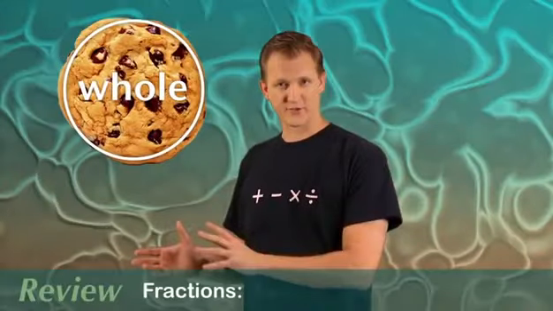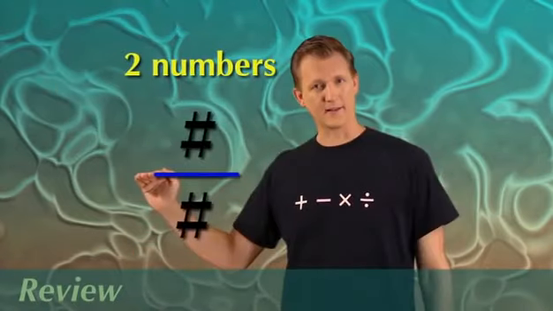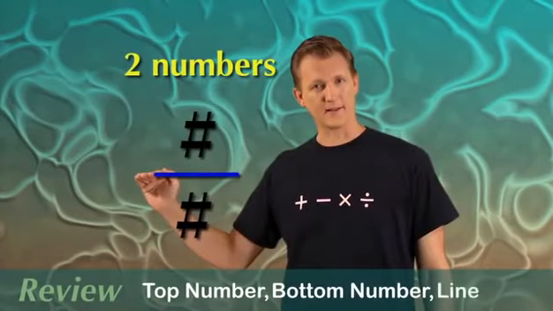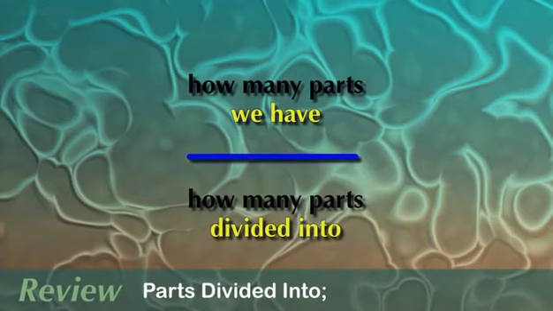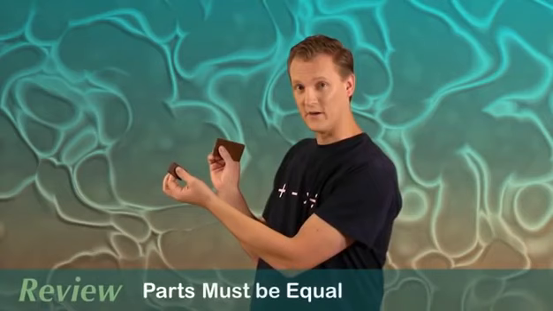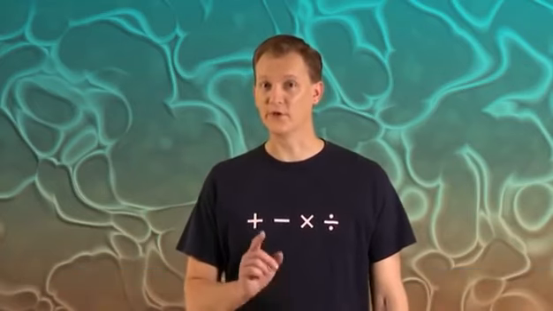But before that, let's review. Fractions are used to represent parts of a whole. Fractions are written in the form of a top number over a bottom number with a line between them. The bottom number represents how many parts the whole is divided into, and the top number represents how many of those parts you have. And finally, the parts that a whole is divided up into must be equal for fractions to work right. To really understand how fractions are used to represent parts of things, be sure to do the exercises. And I'll see you in section 2.